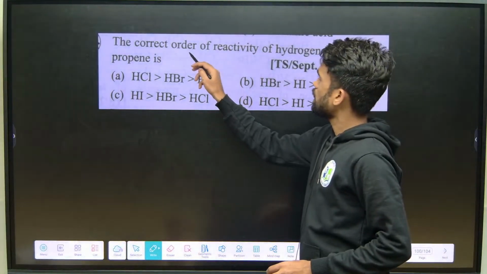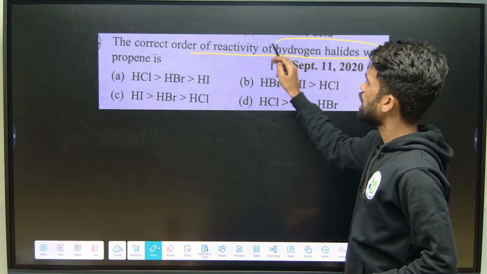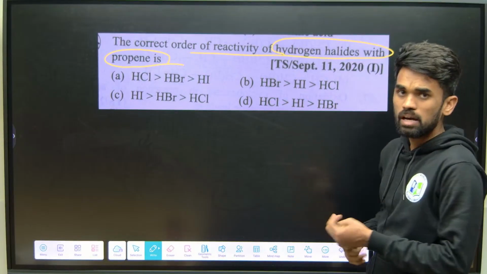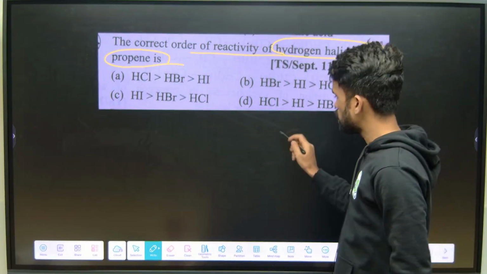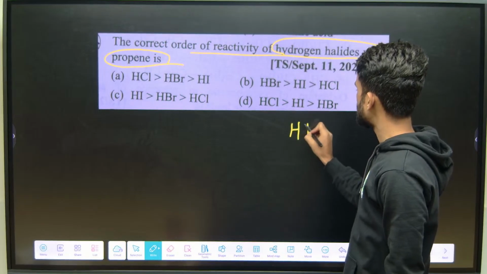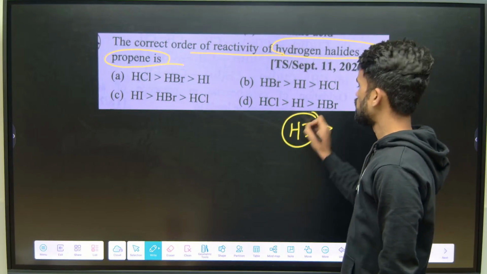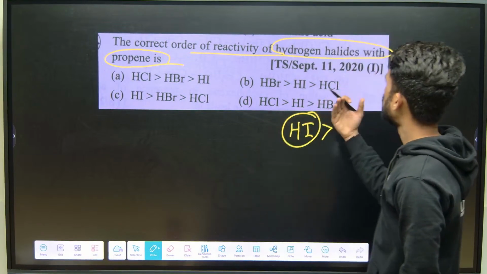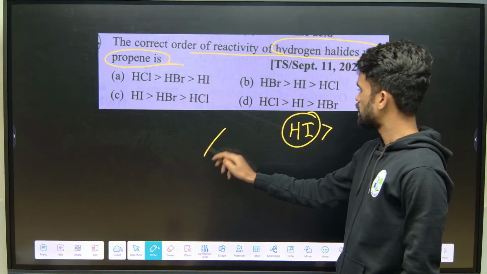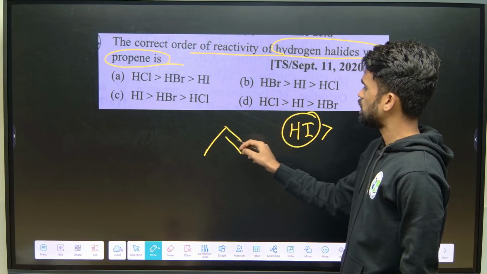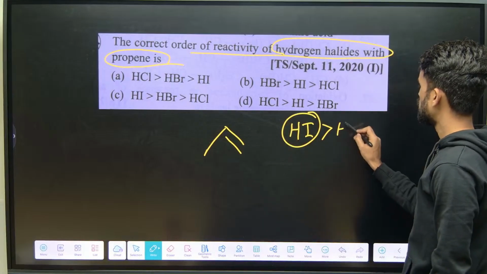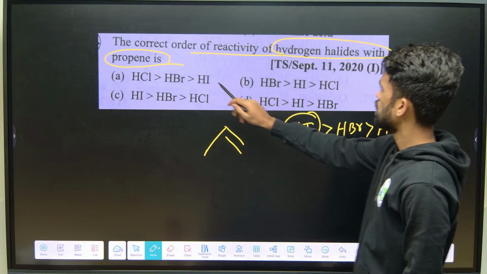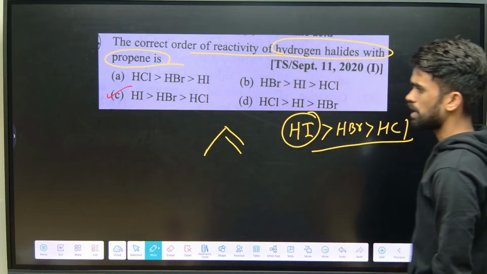Next, what is the correct reactivity order of hydrogen halides with propene? Tell me which is more reactive out of these hydrogen halides. We just discussed that down the group acidic nature increases, therefore HI will be more acidic, meaning the H plus ion comes out easily. So it will be more reactive with this alkene. Whoever gives the H plus ion readily will react here, so HI, next HBr, and next HCl. So HI, HBr, HCl, option C will be correct for this question.